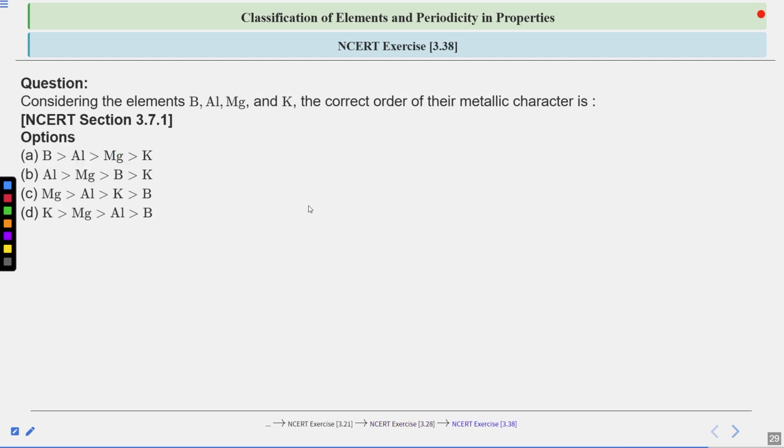Okay, now this is the last question for today's class. Considering the elements beryllium, aluminium, magnesium and potassium, the correct order of their metallic character is. Remember students, we have already talked about how the metallic character varies. So there are 4 series given. Your time starts now. So what will be the correct answer? I guess it's a very simple one to solve.